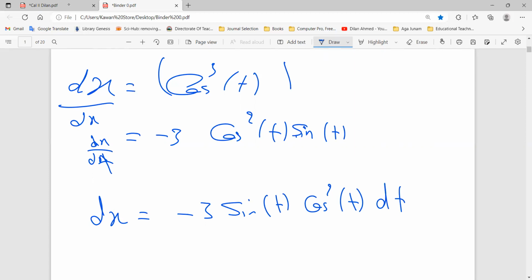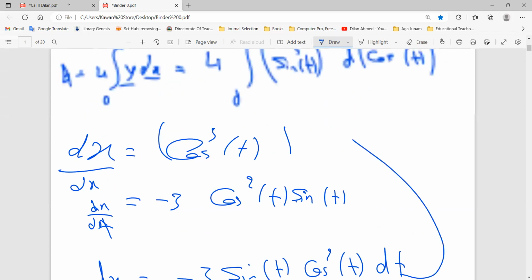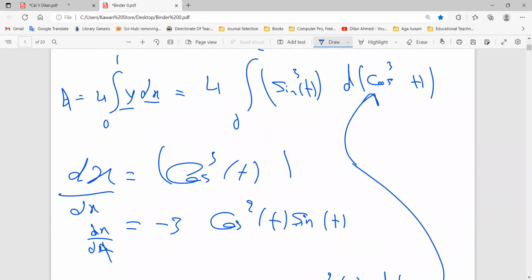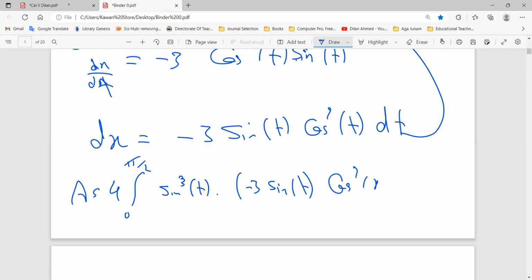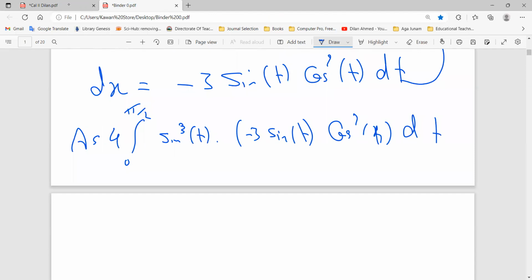You got the idea? So I'm going to substitute that one to here. So my area will be 4 times the integral from 0 to pi over 2. Y was sine cube, so sine cube of t, okay, multiplied by minus 3 sine t cosine square t dt. And I know sine multiplied by sine will be what?